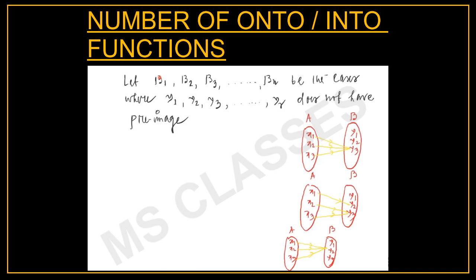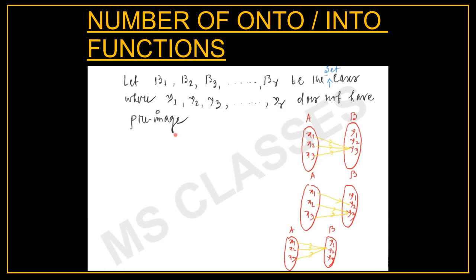B1 will contain all those cases where y1 will not have a pre-image. Similarly, y2 will not have a pre-image, y3 will not have a pre-image, yr will not have a pre-image. So here I mentioned a set of cases. Why a set of cases? Because all those cases have been contained in B1. B2 is a set of cases where y2 doesn't have a pre-image. Like that, we have taken Bn. Here it is Br, not A. So Br is a set of cases where yr doesn't have any pre-image.